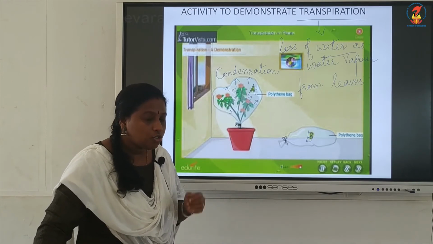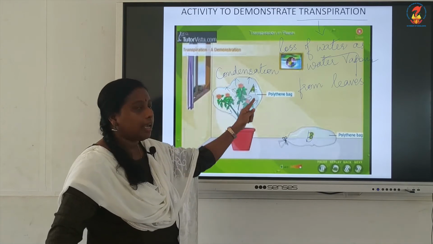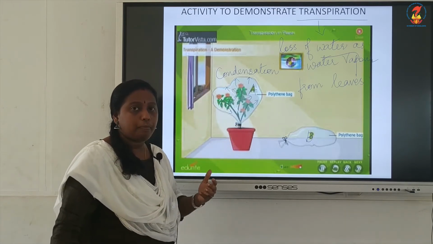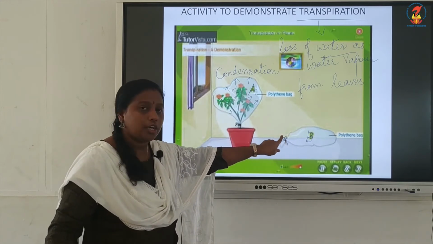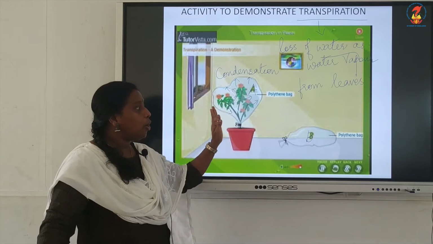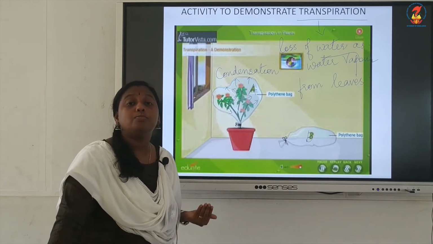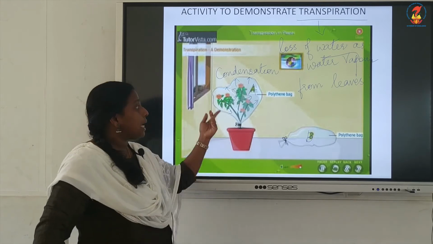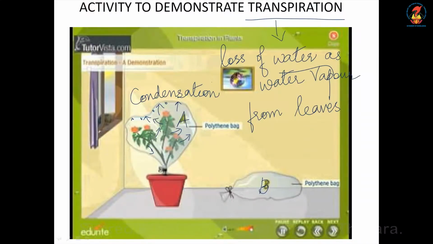Clear, children? So, once more I will repeat the experiment. You cover this polythene bag A on a healthy potted plant. You keep the polythene cover B, simply put a knot and keep it aside. Both the experimental setups you keep under sunlight. After some time you observe, what can you see? After some time you can see that there are water droplets on this polythene bag A. Here and there you can see water droplets all over this polythene bag A.